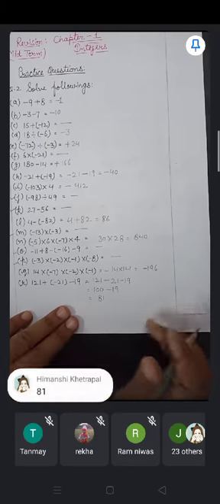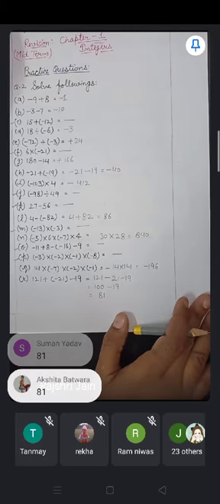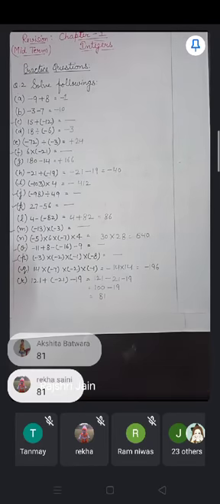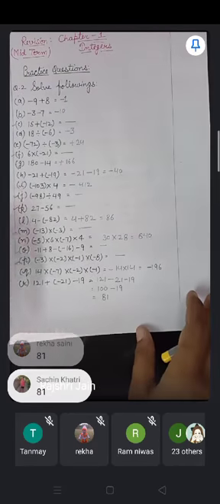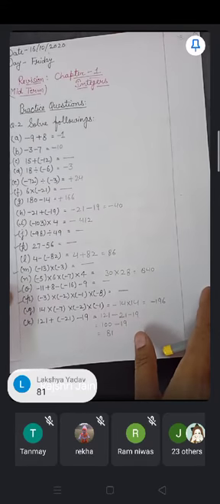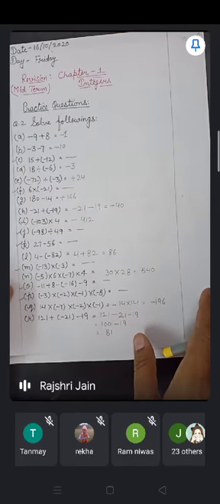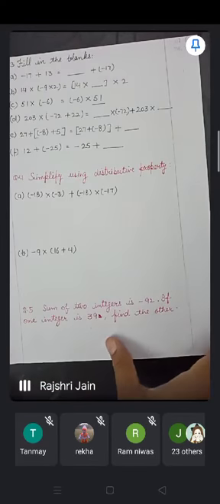Okay students, very good, you all know the right answers. You just should not get confused in signs; you get confused in signs. So this was question number 2 in which we did all operations: addition, subtraction, multiplication and division. Now move to the third question. What is the third question?